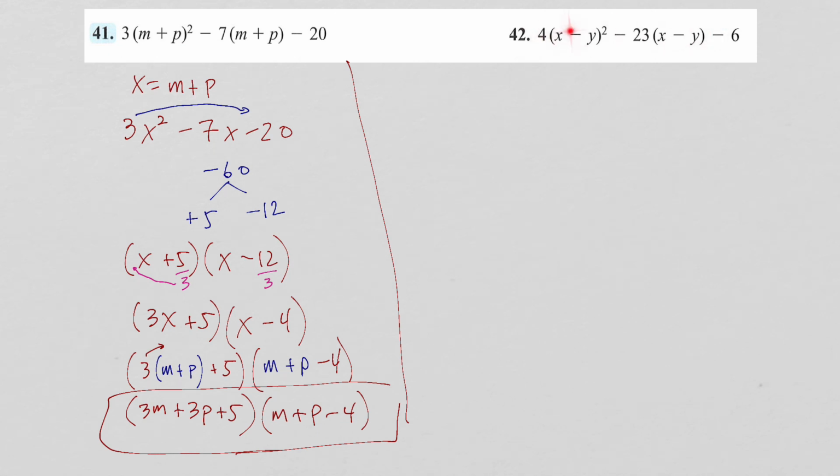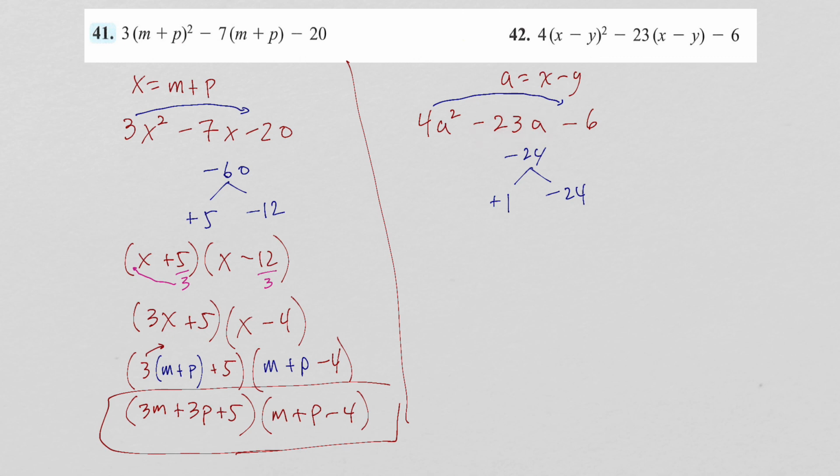Okay, here's our recurring element. This is x, so I'm not going to use x equals. Let's say I'll use a. So I'll have a equals x minus y. And now what I've got is 4a squared minus 23a minus 6. I'll slide the 4 over and I'll get negative 24. So that means one's positive and one's negative. So this is 24 and positive 1. Hopefully that's obvious, because that's the only way to get to 23.